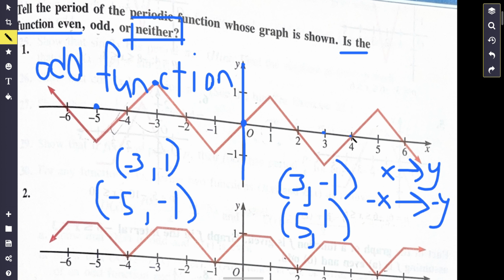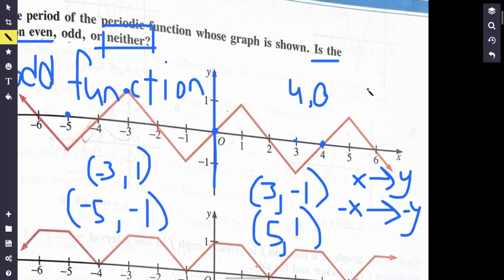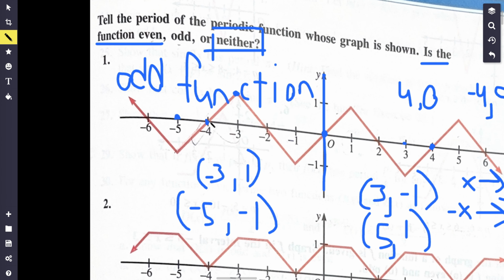So let's say I take this point, 4, 0. If this function is odd, there's a point that's -4, negative 0, or just 0. And in this case, that's true.